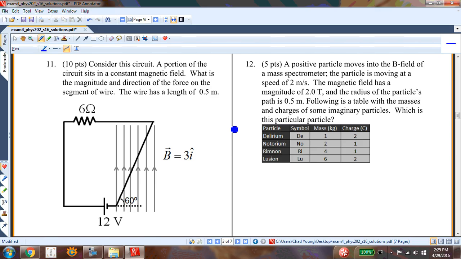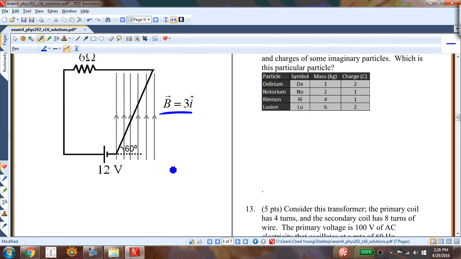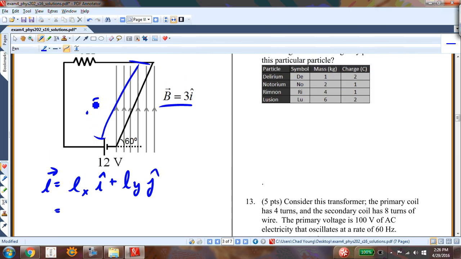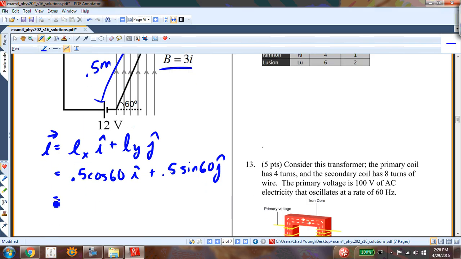Consider this circuit. A portion of the circuit sits in a constant magnetic field that's given by this, 3 k Tesla. What is the magnitude and direction of the force on this segment of wire? So here we just have to first find out what is L, the vector L. L is going to be the x component of L in the i direction plus the y component of L in the j direction. This length of wire we're told is 0.5 meters. So it's going to be 0.5 cosine 60 i plus 0.5 sine 60 j. So my L then is 0.25 i plus 0.43 j.